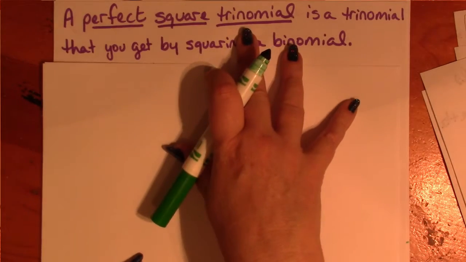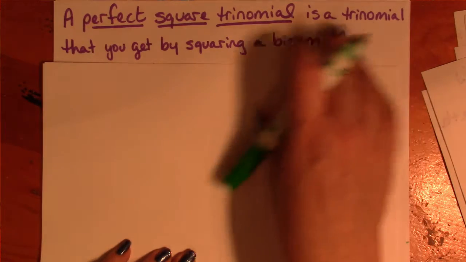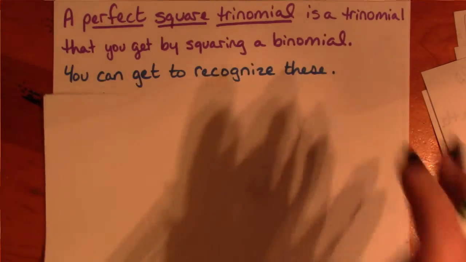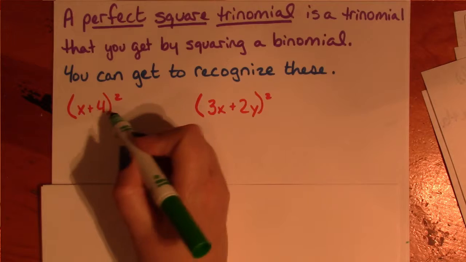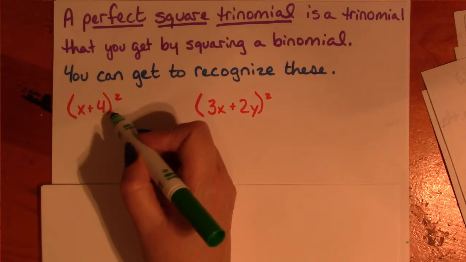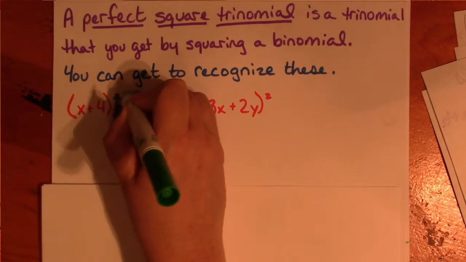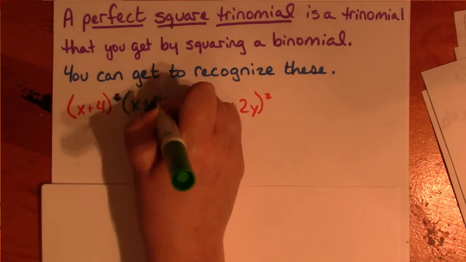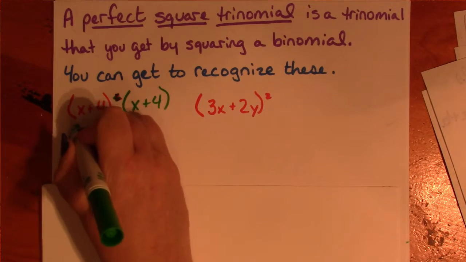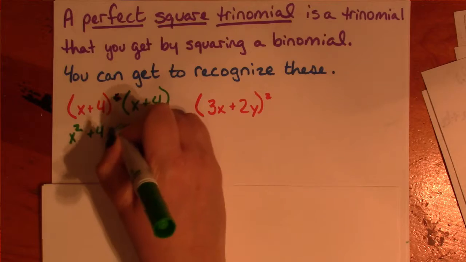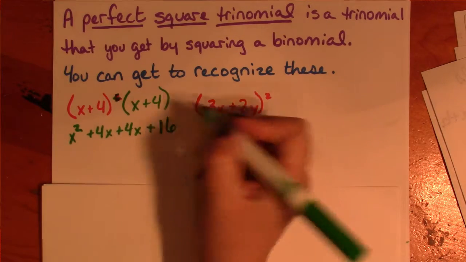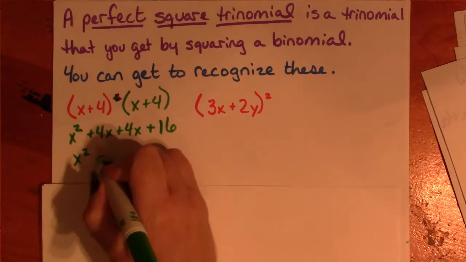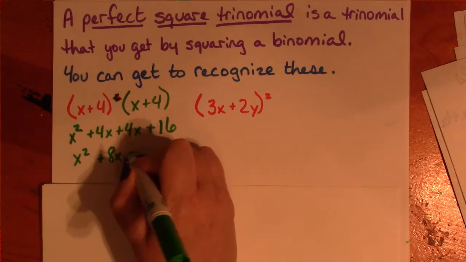This is called a perfect square trinomial. A trinomial that you get by squaring a binomial. And you can get to recognize these easily. Here we've got x plus 4 squared. We know that that's x plus 4 times x plus 4, and we're going to get x squared plus 4x plus 4x plus 16. Which is going to give us x squared plus 8x plus 16.